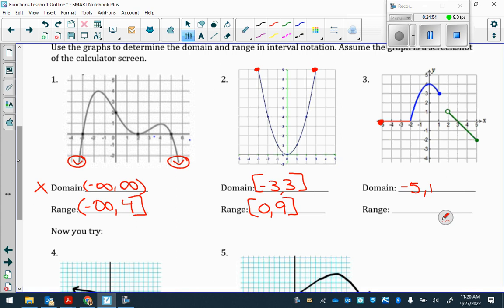Okay. Why didn't I continue from -5 to 5? There's a break in the graph. So the numbers between 1 and 2 are not being used. So that's where we have to include the union. However, to continue, 2 to 5, 2 is going to have what around it? Parentheses, and then 5 is going to have a bracket. Okay, -5 has a bracket because it's a closed circle. 1 has a bracket because it's a closed circle. We have to include the union because there's a break in the graph, and then the domain continues.